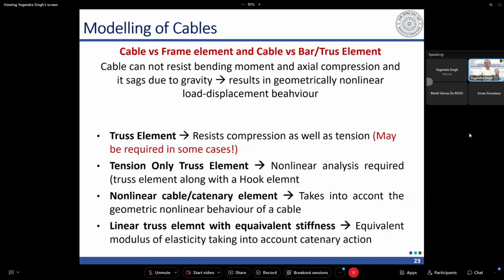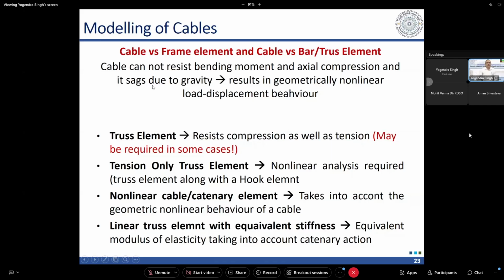And when this cable is spanning in a horizontal or inclined direction from one point to the other due to gravity action, gravity is acting perpendicular or at an angle to the cable. In that case, there will be a sag in these cables. So we have to take into account that sag also, and due to the sag, it does not remain straight.